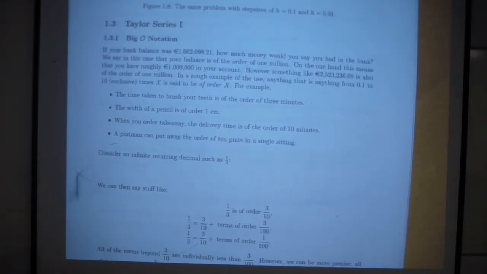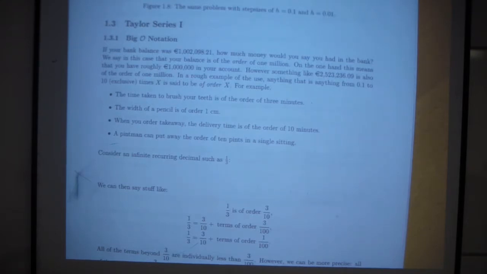So if you had a bank balance like that, so that's €1,000,000, 2,098 euros and 21 cents. How much money would you say you had in the bank? You'd say you have 1,000,000. You wouldn't say I have €1,000,000 and 2,000. That'd be a bit stupid. So a bank balance like this, you'd say, is of the order of 1,000,000. Now at the moment, that's a very rough thing. It kind of says it's approximately. Later on, order will mean something.